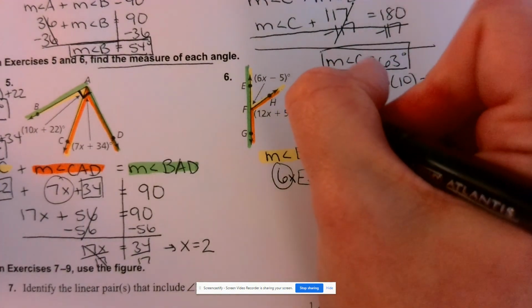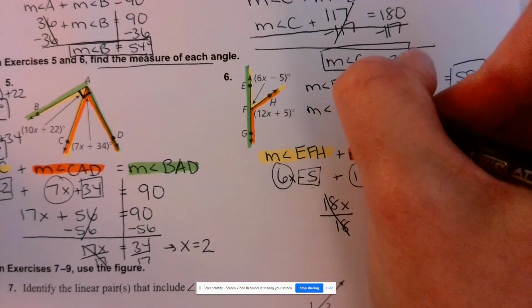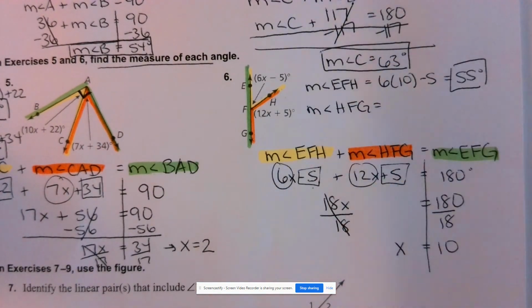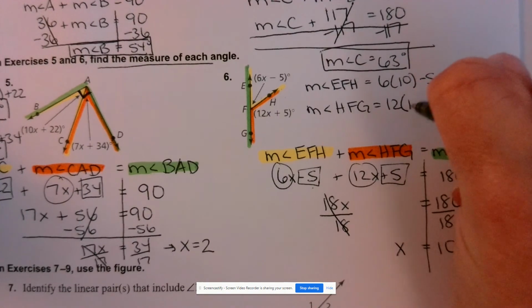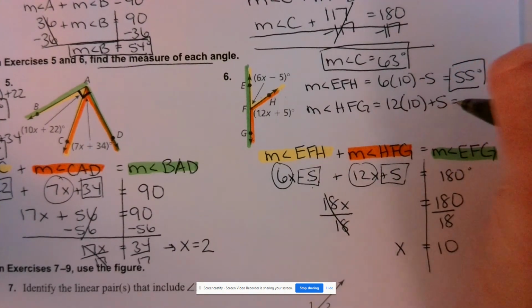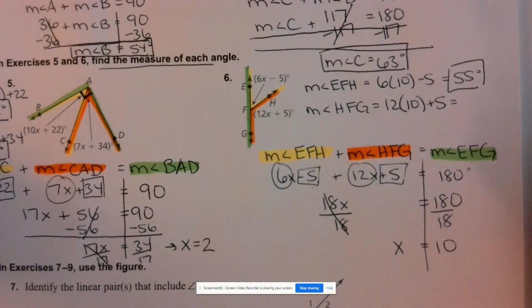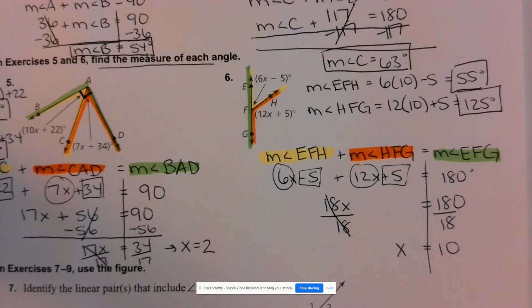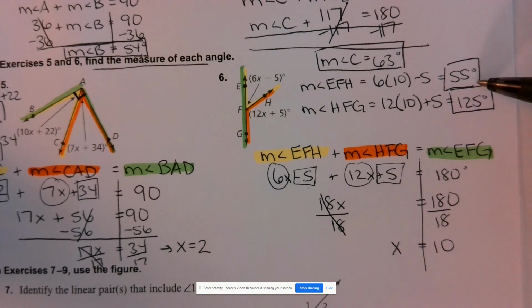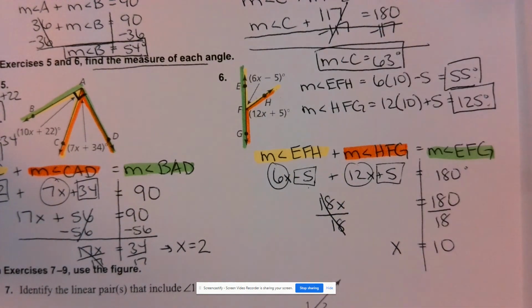And then to find the measure of my orange angle, the measure of angle HFG, if I plug 10 in for x, I need to calculate 12 times 10 plus 5. And that gets me a measure of 125 degrees. If I check, these two angles, 55 plus 125, do add up to 180, which makes sense.